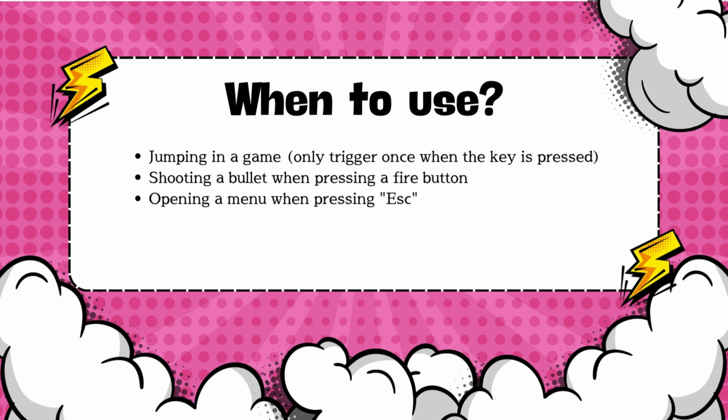When to use: jumping in a game, which should only trigger once when the key is pressed. Shooting a bullet when pressing a fire button, opening a menu when pressing ESC.